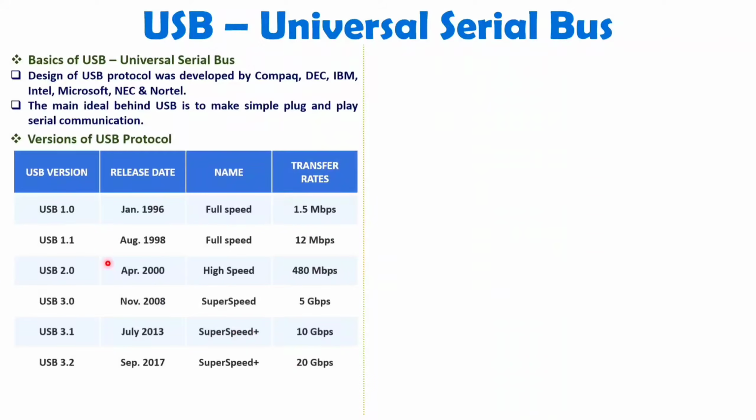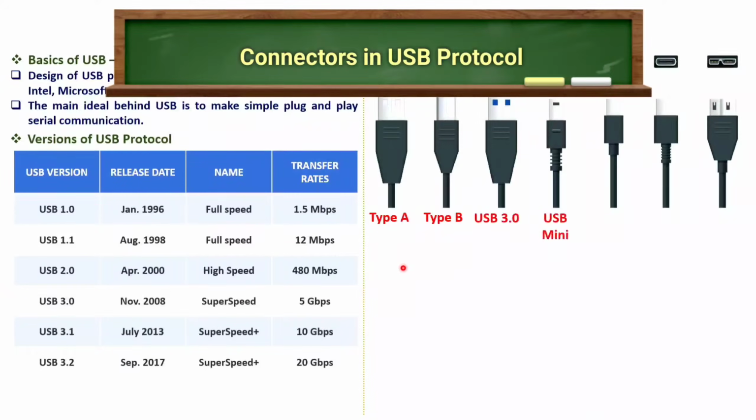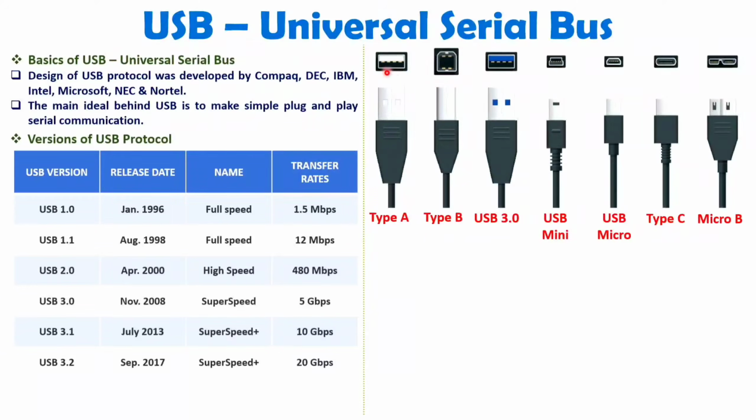Here my dear students, to support these USB versions, different types of connectors are there. You will observe the majority of USB ports have this type of shape, but based on the color strip you need to identify which type it is. If it has a white strip, then you can say it is type A. Here you will observe type B, which has this type of shape, and we use it with a printer. You can see with a printer this type of USB type B connector will be there.